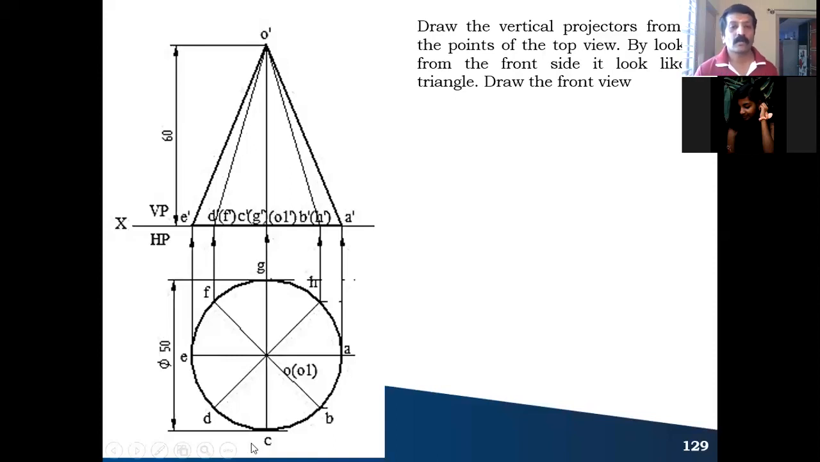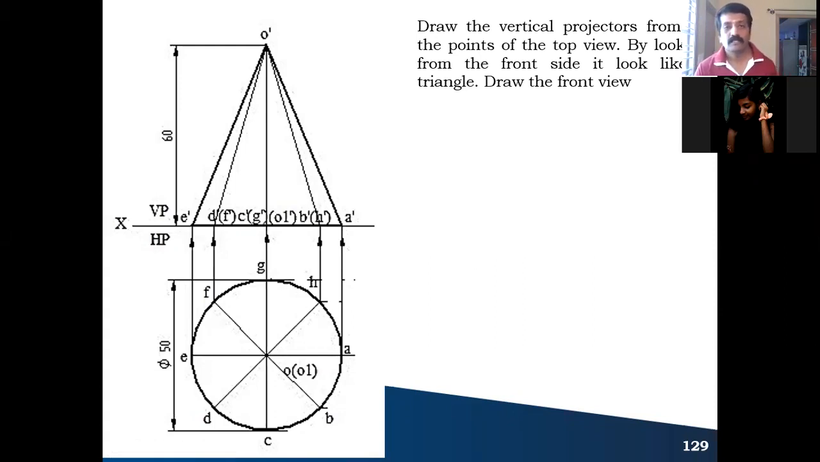Okay. So you are looking from here: A, B, C, D, E you can see. You cannot see F, G, H. That's why F dash, G dash, and H dash should be written within brackets. This completes your front view and top view. That is the true shape diagram.